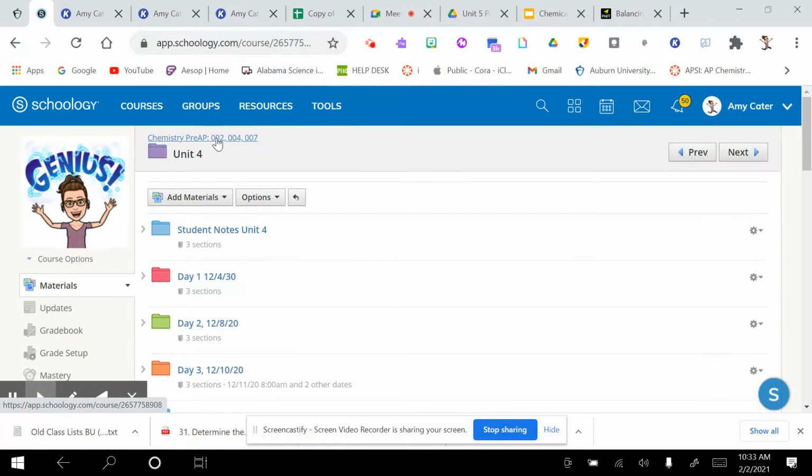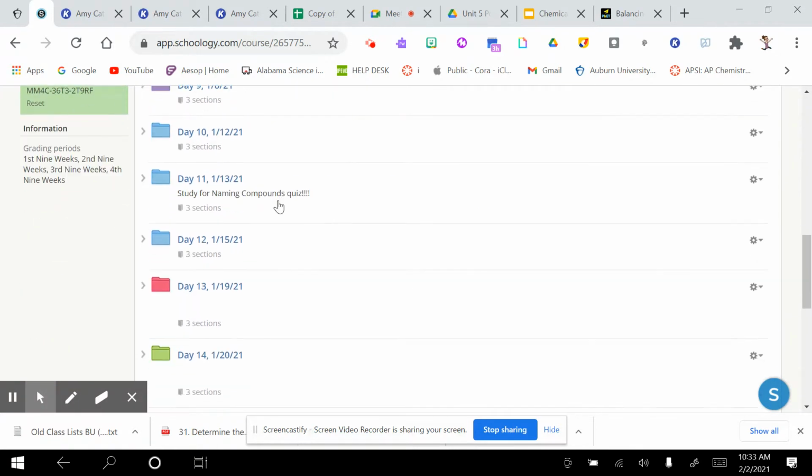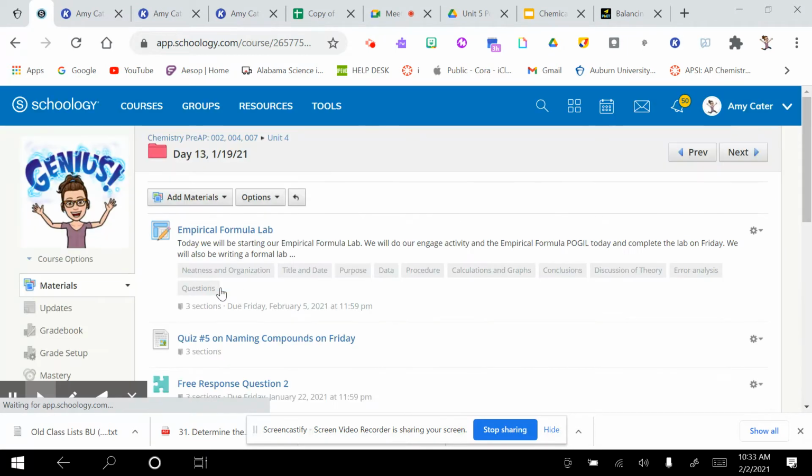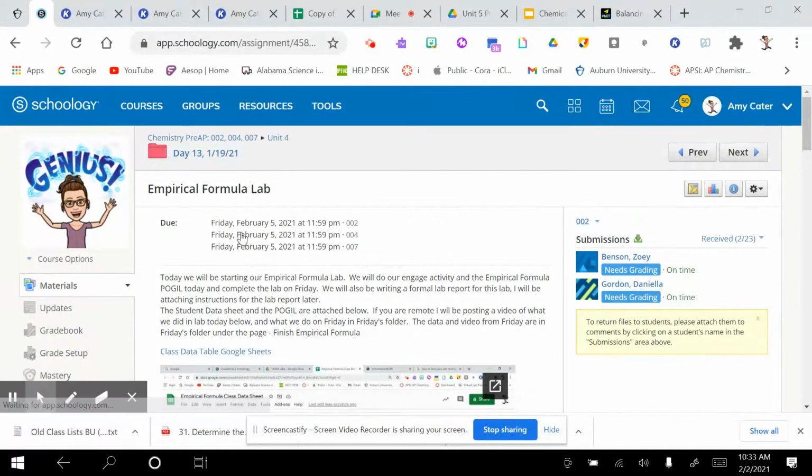Okay, so let's talk about the empirical formula lab. Go ahead and go to the 19th in Unit 4. Click on Empirical Formula Lab. Everything for this lab will be turned in right here at this assignment on the 19th. I already have a few people that turned things in, but you're going to have to do it over.